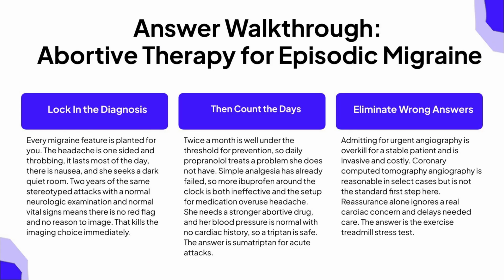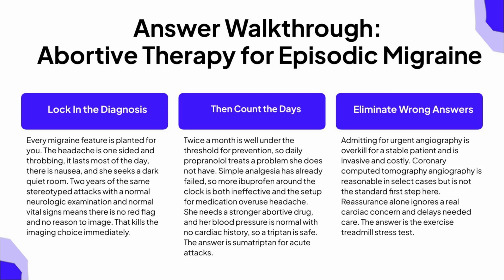First, lock in the diagnosis. One-sided, throbbing, lasting most of the day, nausea, and the dark, quiet room. That is migraine, and every feature was planted for you. 2 years of stereotyped attacks with a normal neurologic examination and normal vital signs means no red flag anywhere in this stem, which kills the magnetic resonance imaging choice immediately. That choice is the overkill trap, and it appears in almost every headache question.